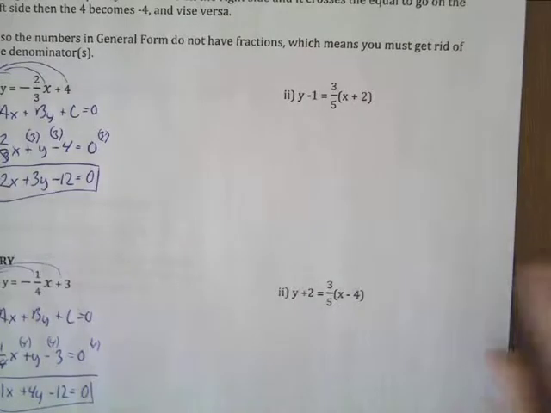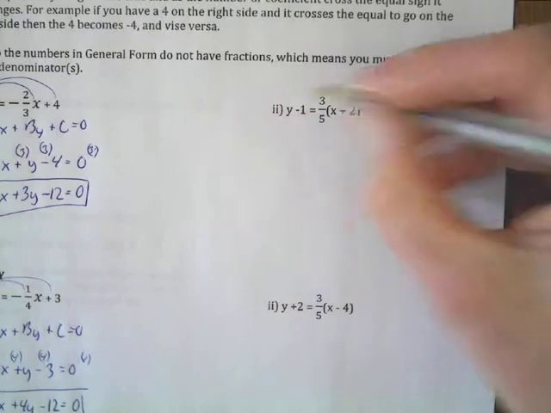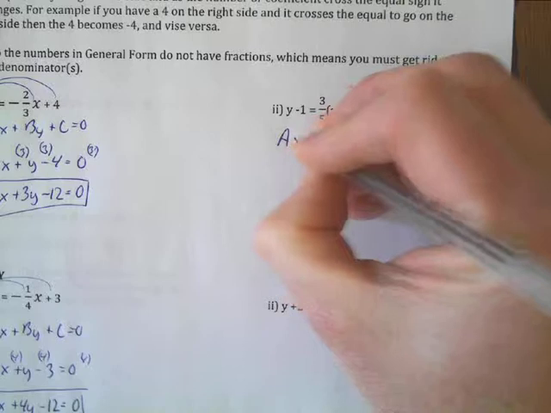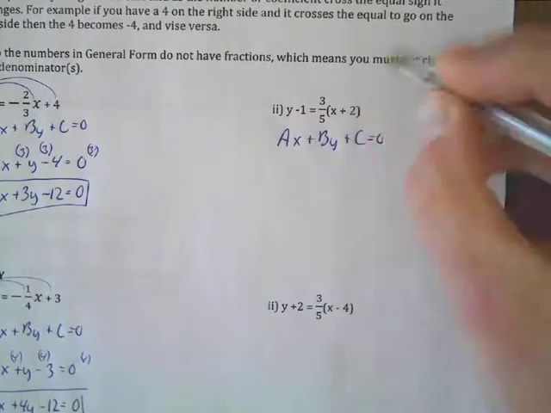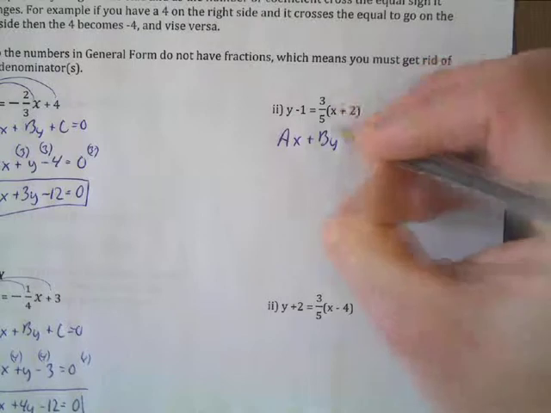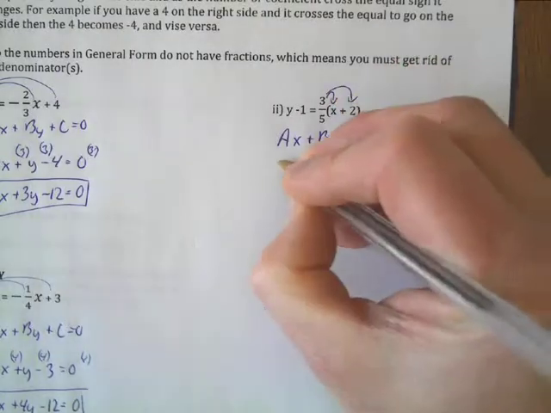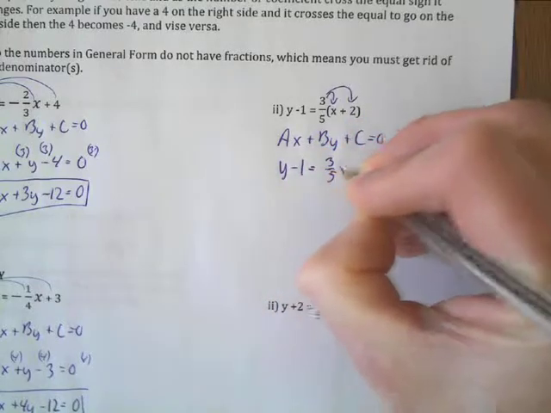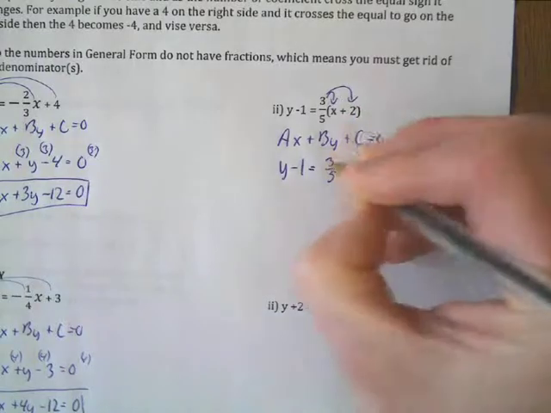So now that you've finished that one and you checked it, then we can go look at this one. So this is a point or slope point form, so we're going to convert this into ax plus by plus c equals 0. So once again, I got to get everything on one side, I got to bring this in first. So y minus 1 is equal to 3/5 x plus 2 times 3 is 6 over 5. Then bring everything over.